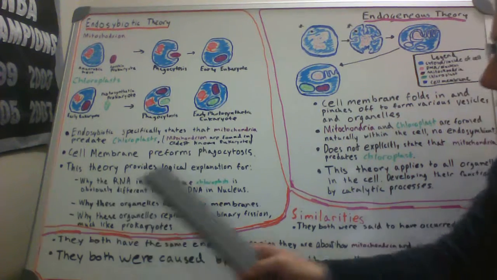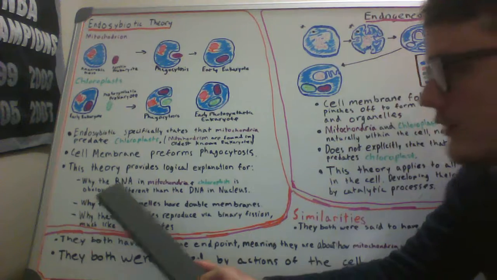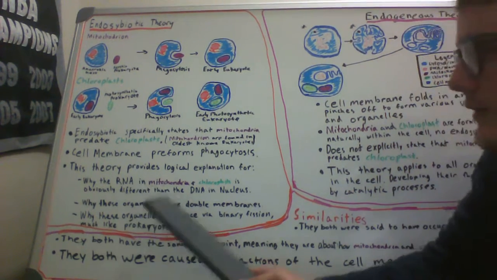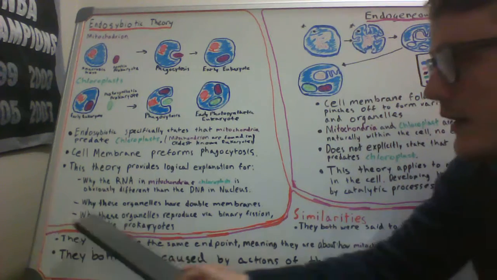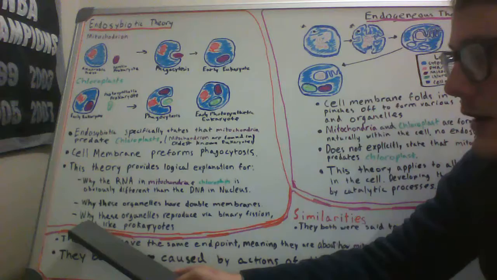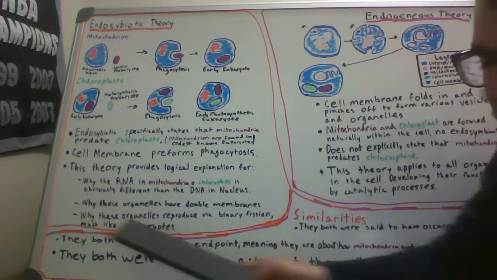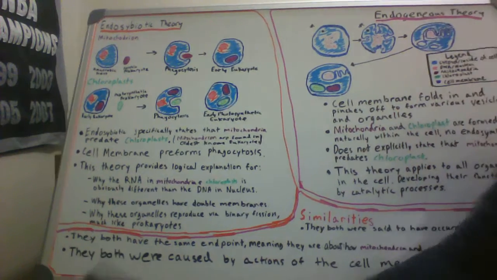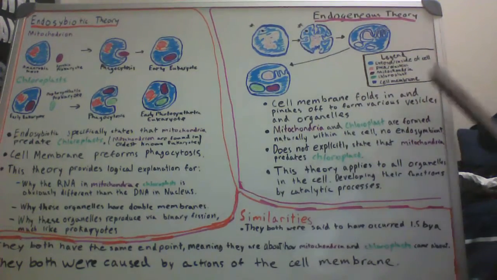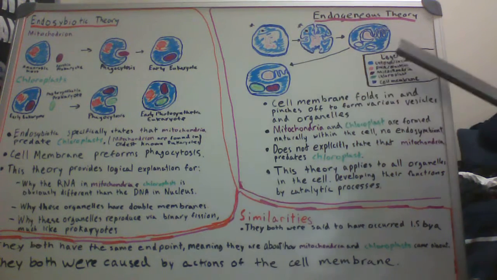This theory provides a logical explanation for why the RNA in mitochondrion and chloroplast are obviously different from the ones in DNA and nuclei, and why these organelles have double membranes, and why these organelles reproduce via binary fission, much like prokaryotes. And then we take it over here to the endogenous theory side, and here we have an example of the endogenous theory happening.